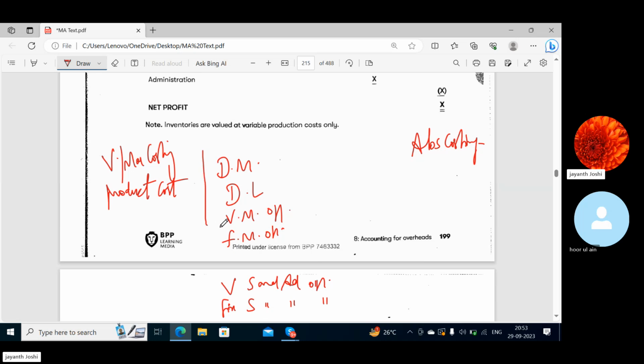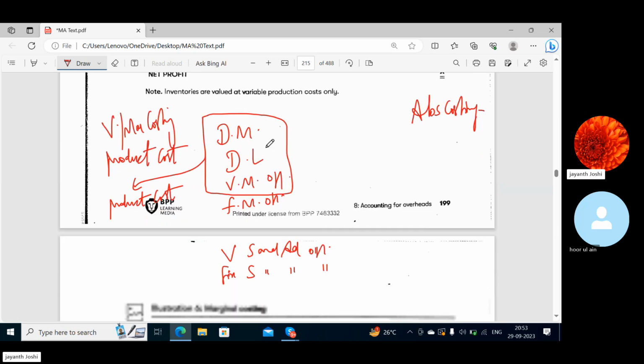So first three things are product cost under marginal costing. They are only taking direct material, which is a variable nature direct cost, direct labor, again a variable nature direct cost, and variable manufacturing overheads, also a variable nature cost. That means they change with the level of activity, but fixed manufacturing overhead is not considered under variable or marginal costing as product cost.